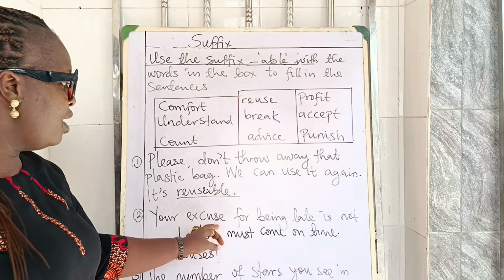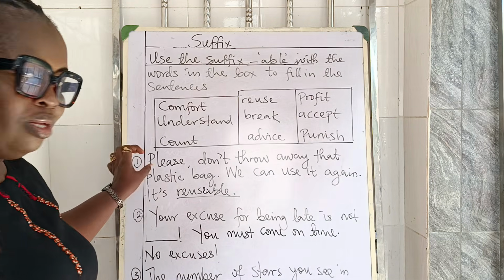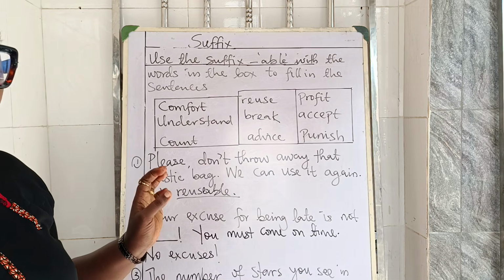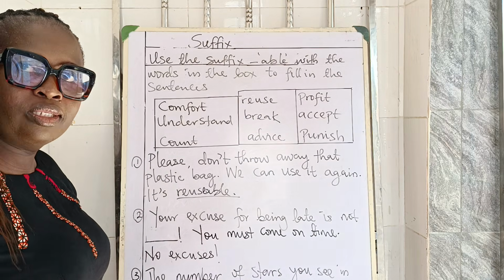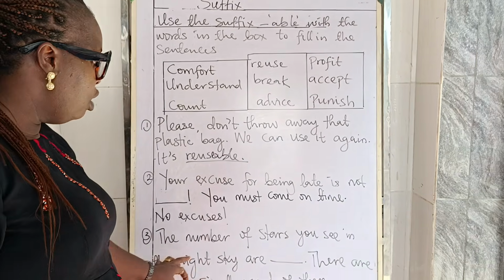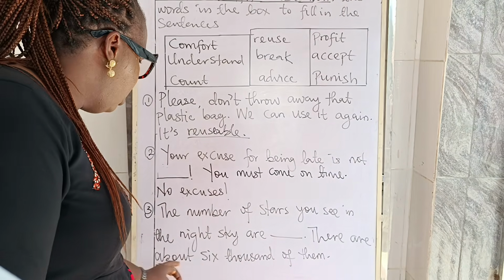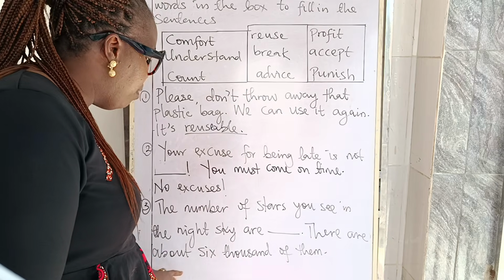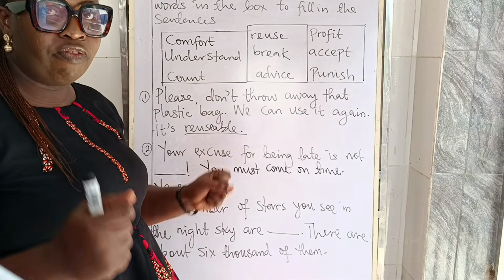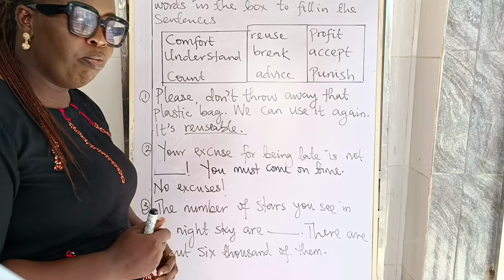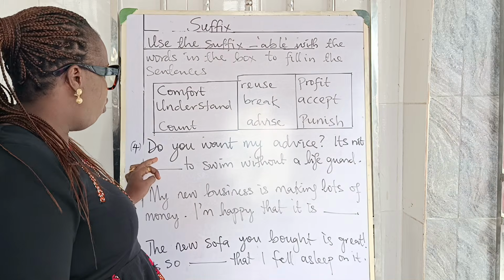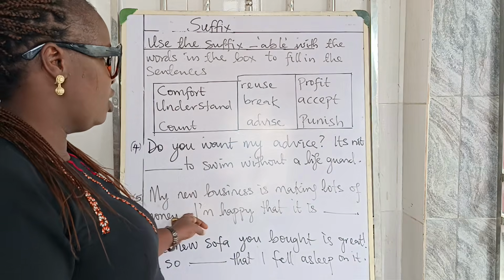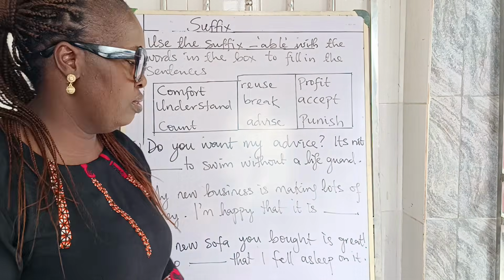Number two says, your excuse for being late is not dash. You must come on time. No excuses. Number three says, the number of stars you see in the night sky are dash. There are about 6,000 of them. Let's look at number four. Number four, do you want my advice? It's not dash to swim with a lifeguard.